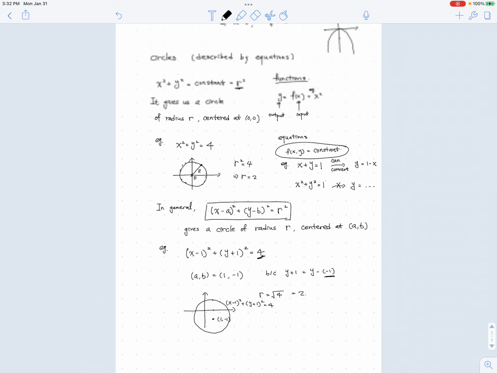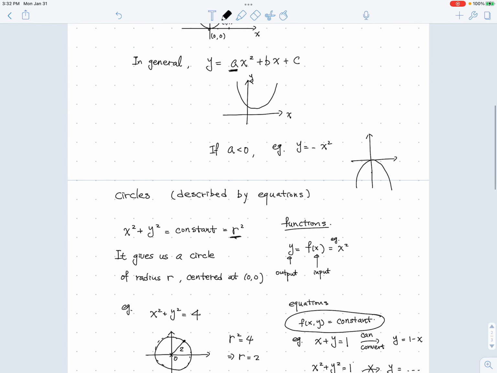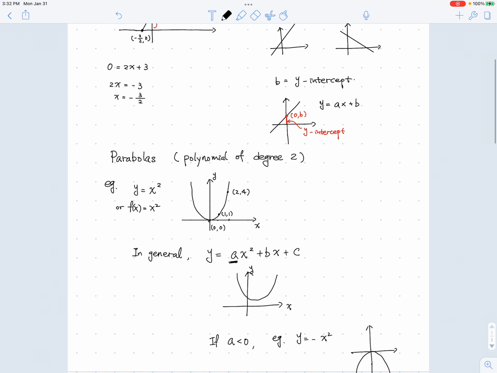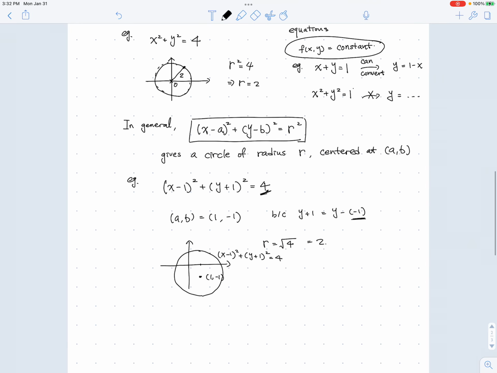Okay, so these are some important graphs, shapes that we should know. We don't use this right away, but it's good to look at these a little bit.